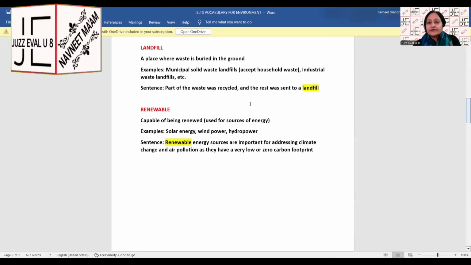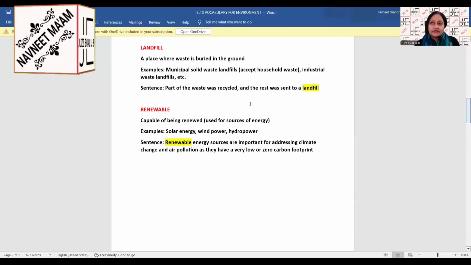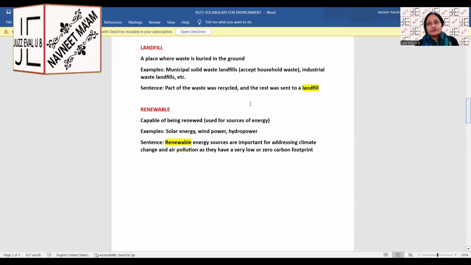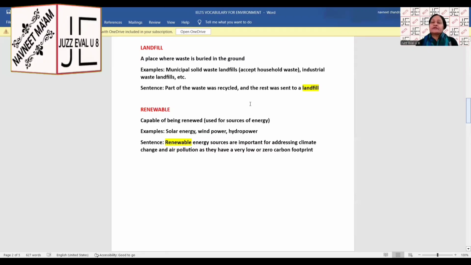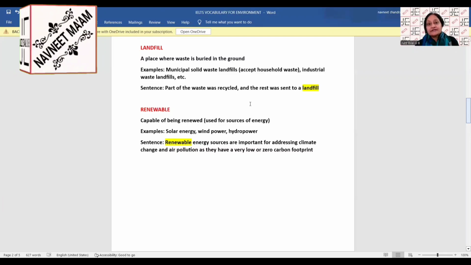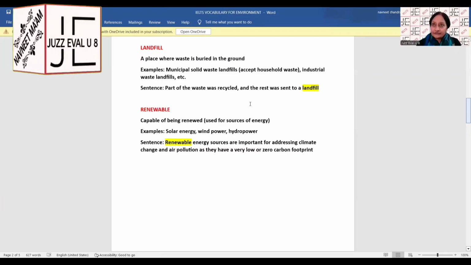So next is renewable, generally used for energy, sources of energy. There are renewable and non-renewable sources of energy. So renewable resources are better since these can be renewed, like solar energy, wind power energy, hydro energy.